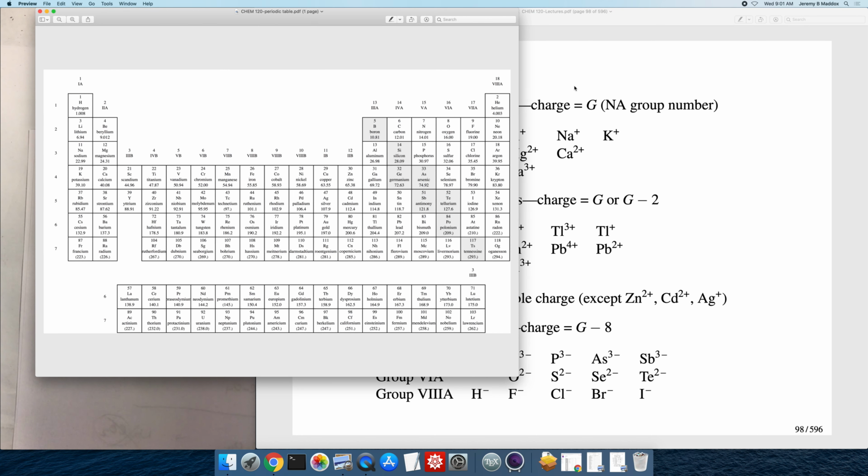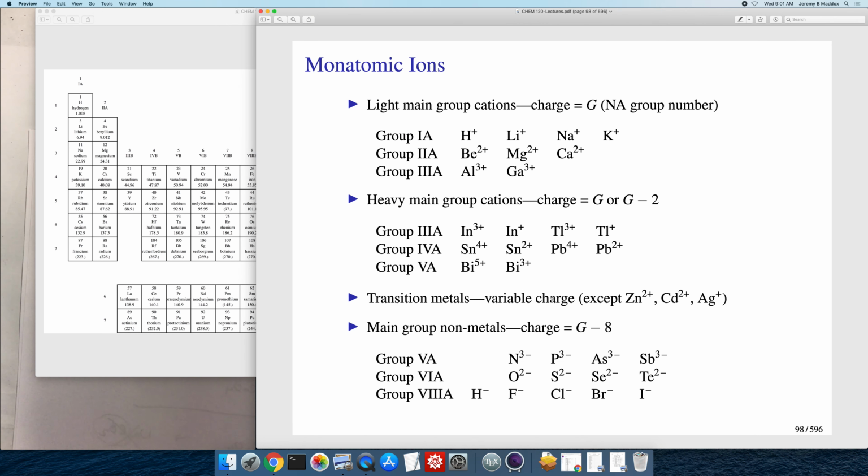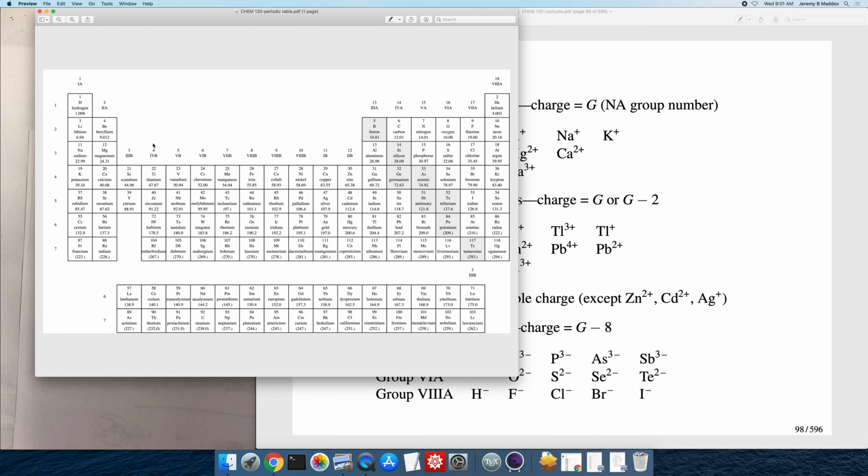The transition metals, as it says here, typically form various types of cations with variable charges. And so really there's no easy way to predict what the charges are for the different cations, and some of them form quite a few different cations. And so there are no specific rules for the transition elements. However, there are 3 transition elements that only form a single ion charge, and that would be zinc, which is always a +2 cation, cadmium, which is always a +2 cation, and silver, which always forms a +1 cation.